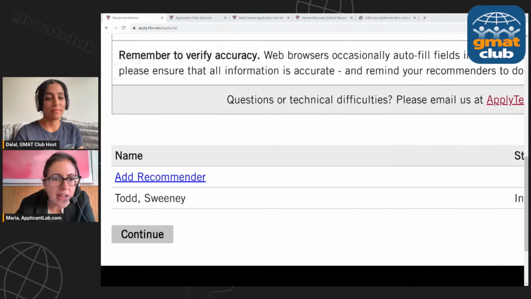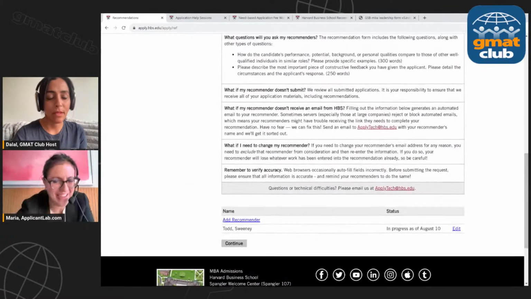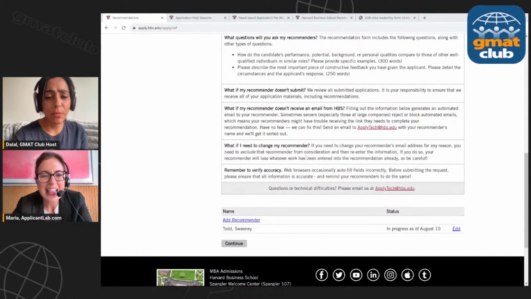Oh, the little box I don't think shows up on this one because it's a separate window. Anyway, when you click to add a recommender, a separate little box is going to show up. And in that box... No, it actually showed up, Maria. Oh, it did. Oh, nice. Yeah, it did. So you do want to waive it.